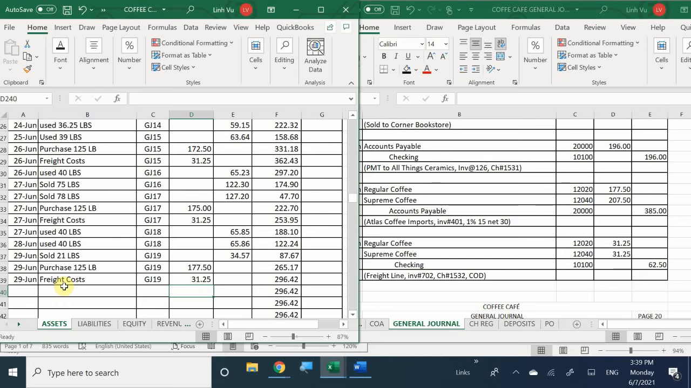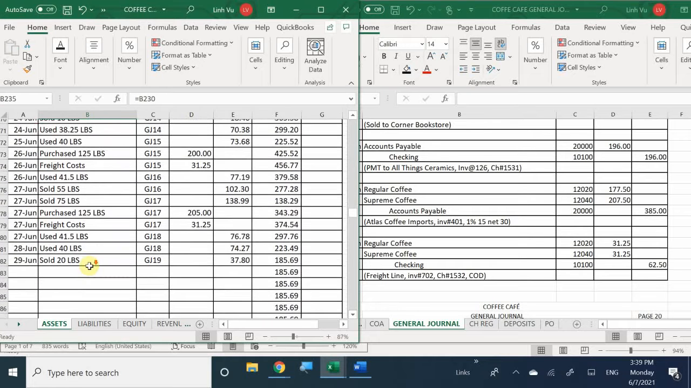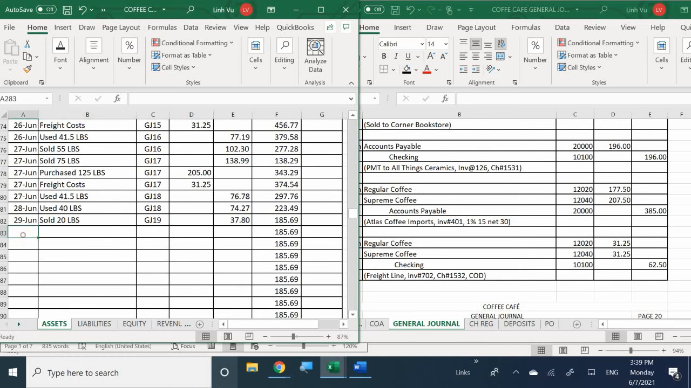Now, moving down to Supreme Coffee, the 29th of June, we purchased 125 pounds. General Journal 19, debit for 207.50. Running cost of 393.19.